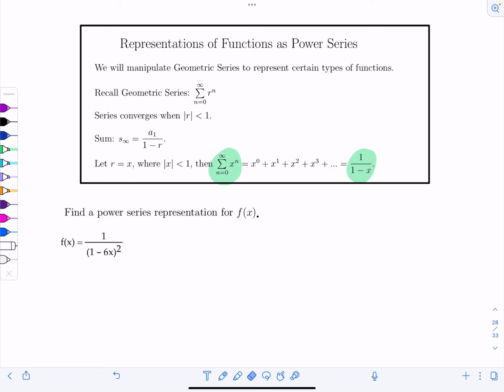So here it says find a power series representation for f(x), and f(x) is 1 over (1 - 6x)^2. And you might say, okay, it's reminding me of this guy. Just make this a 6. So you would make that a 6 and then square it, right? Wrong. Please do not square an infinite series in this course. It doesn't work out well. I've tried so many times in my career. It's never worked out. There's always a different way to do it that comes out better, okay? So the answer is not to square a series.